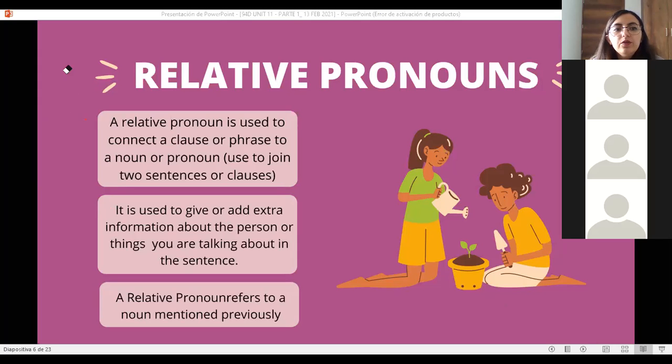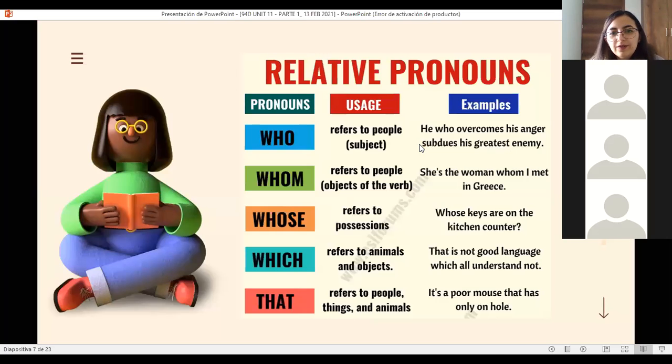Okay. Let's look at what these relative pronouns are, which of them we have been using before. Miren, aquí tienen varios de los relative pronouns que ya han utilizado, pero los han utilizado como question words, ¿no es cierto? Como palabras para preguntar. Sin embargo, estando en medio de las oraciones, es decir, utilizadas para unir dos oraciones o para adicionar información extra en una oración, pues estos funcionan como relative pronouns.